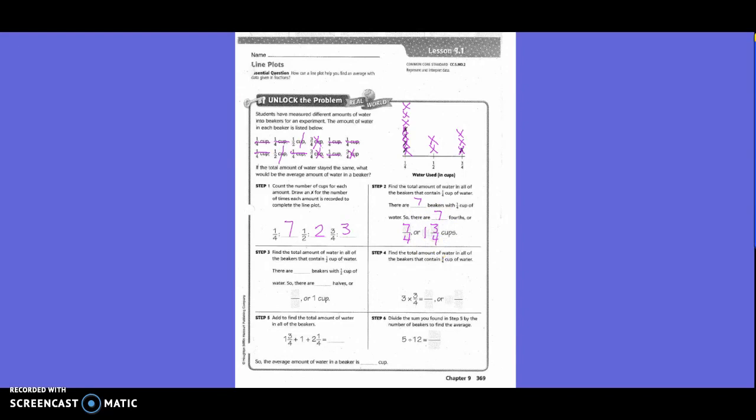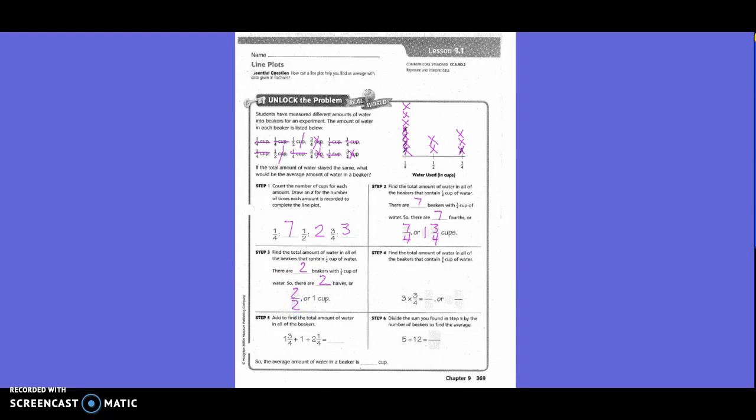So find the total amount of water in all of the beakers that contain half of a cup of water. So how many beakers have half of a cup? 2. 2 beakers with half a cup of water. So there are 2 halves. So 2 halves is also equal to 1 cup.